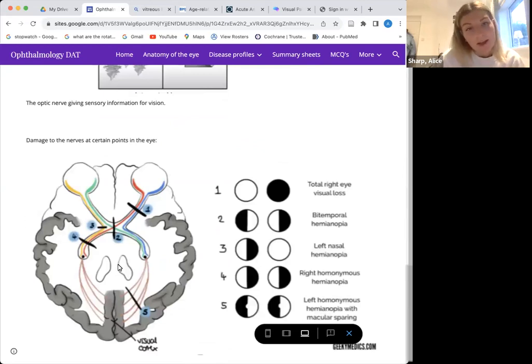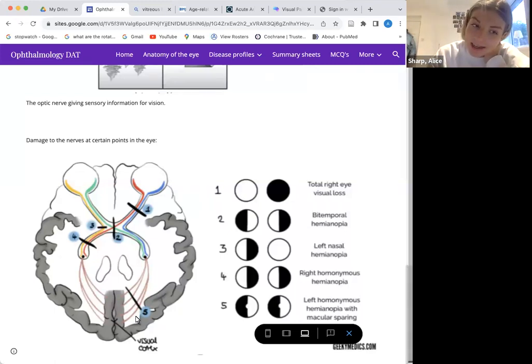Then number four, where it's occluding both optic nerves, but one has crossed over at the chiasm. What you're going to get is right homonymous hemianopia. If you follow the tracks, you can see that it's blocking the right side of the left eye and the right side of the right eye. We call this homonymous hemianopia because homonymous means the same, so it's both on the right side, your vision on your right side.